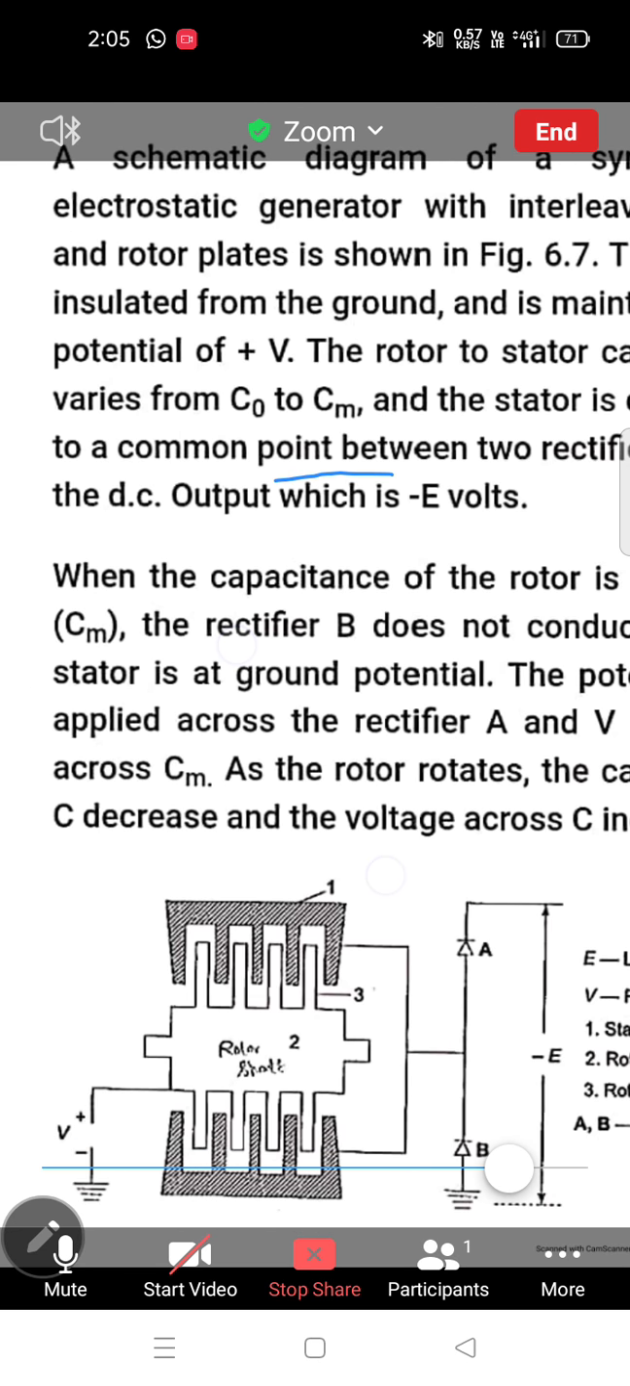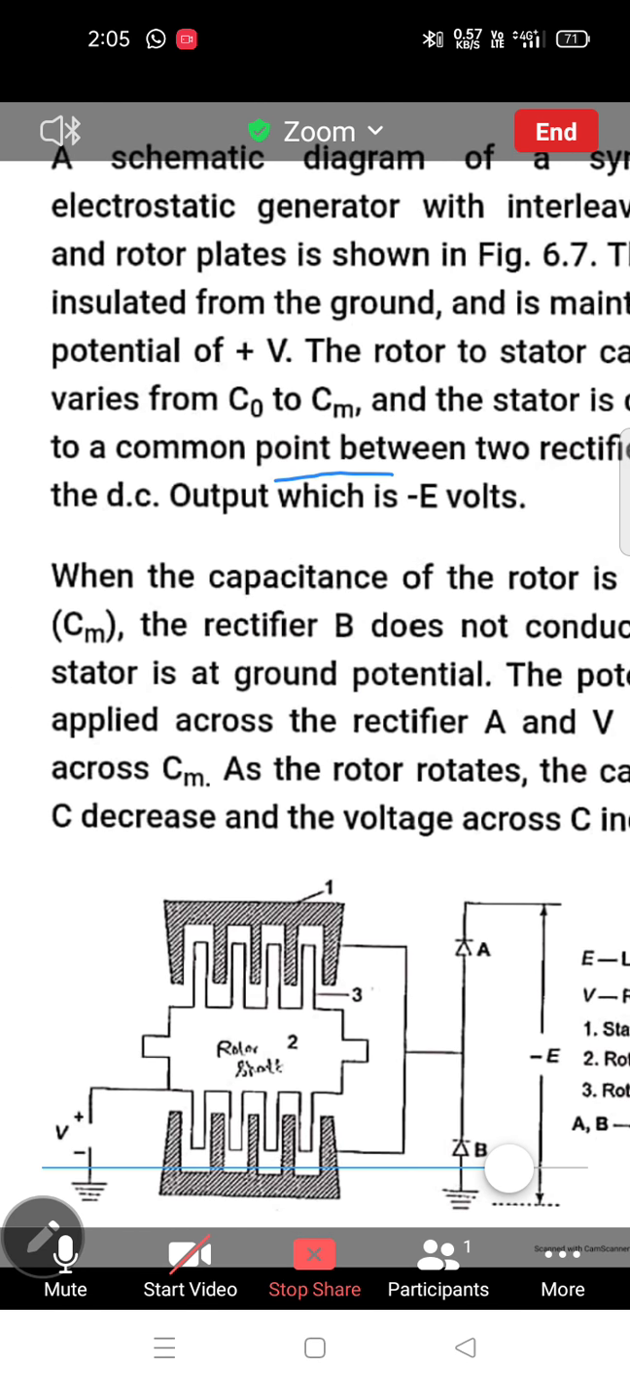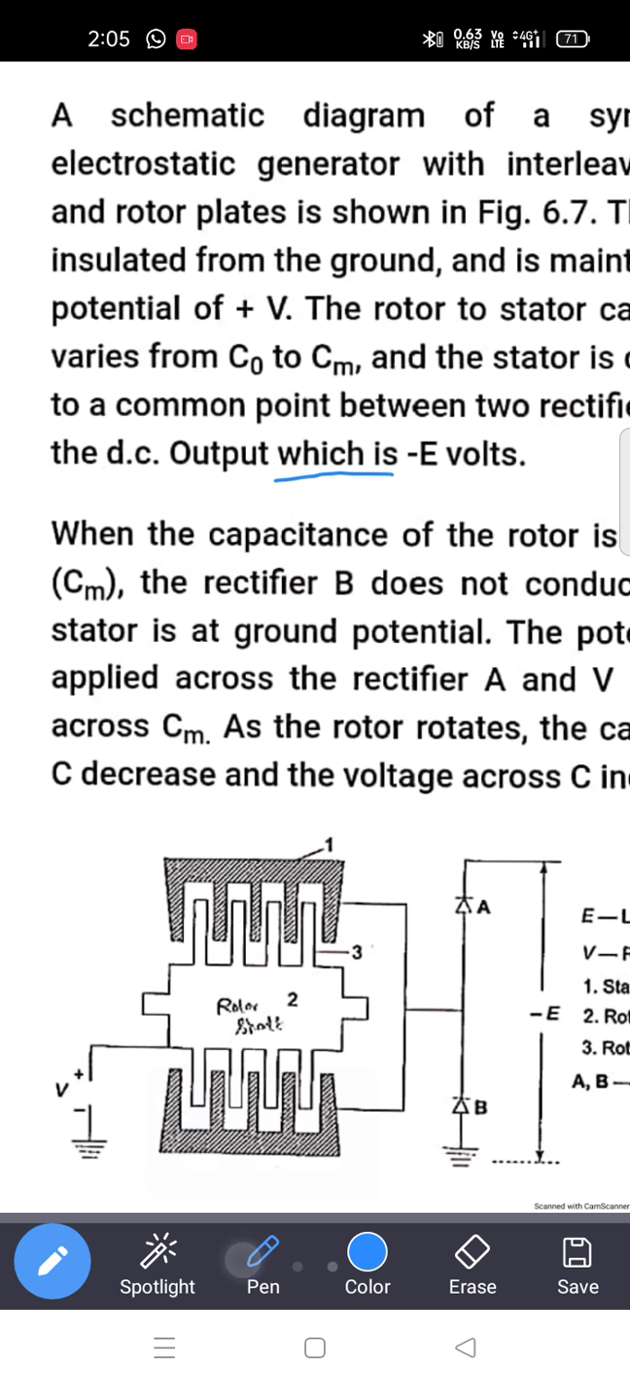See, here you can see it is the electrostatic generator. An electrostatic generator consists of a stator with an interleaved rotor. You can see here it is an interleaved rotor with vanes forming a variable capacitor. Here the capacitance will be very high, and here the capacitance will be low. So it is creating variable capacitance and operates in a vacuum.